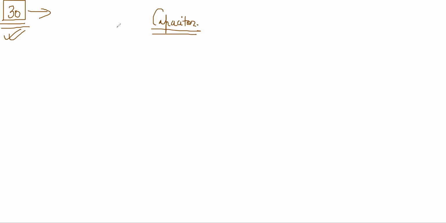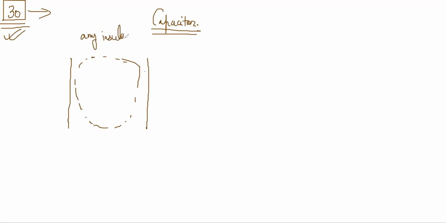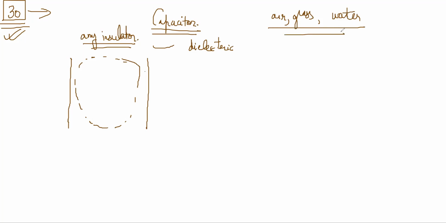Okay, so basically you have to understand the dielectrics part. First of all, why do dielectrics happen? What are dielectrics? Dielectrics are basically any insulator, right? Any insulator is known as a dielectric. Examples of dielectric are air, glass, water, whatever. Yes, sir. These are all non-conductors. So basically a dielectric is any non-conductor, right?